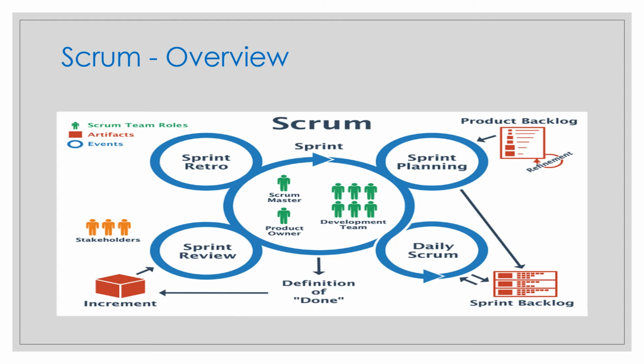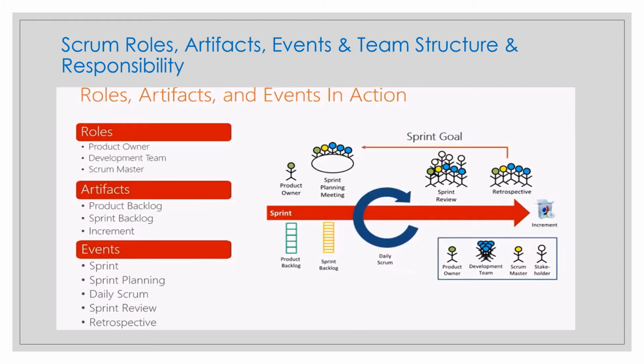And here, what all events do we have? There are 5 events, right? Sprint, the heart of Scrum, which is a container and contains the other events, that is the planning, daily stand up, review, and the retrospective. Okay, so let's look at each role and their responsibilities one by one.